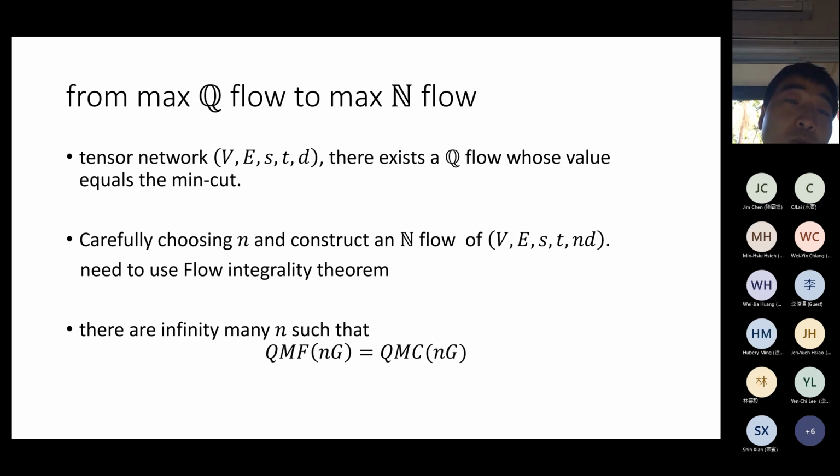So from the rational flow to the maximum integer flow, we can carefully choose an N and construct an integer flow of V, E, S, T, and D, which needs us to use the flow integrality theorem. And then we can show that there are infinitely many n's such that quantum max flow of Ng equals quantum min cut of Ng.